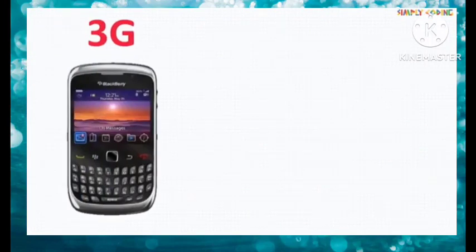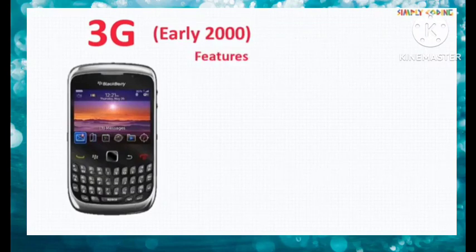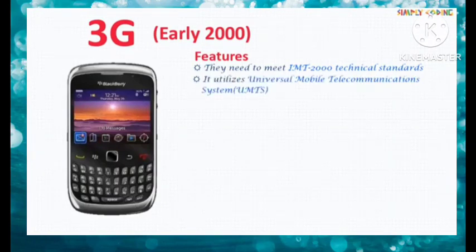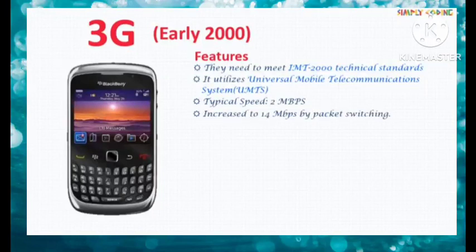3G or third generation was introduced in the early 2000s. These phones were required to meet IMT 2000 technical standards. It utilized Universal Mobile Telecommunication Systems or UMTS. The typical speed was 2 Mbps, but the original technology was improved to allow data up to 14 Mbps and more by using packet switching.